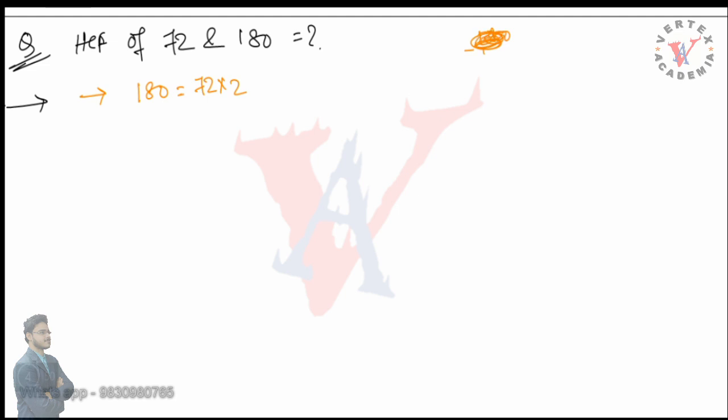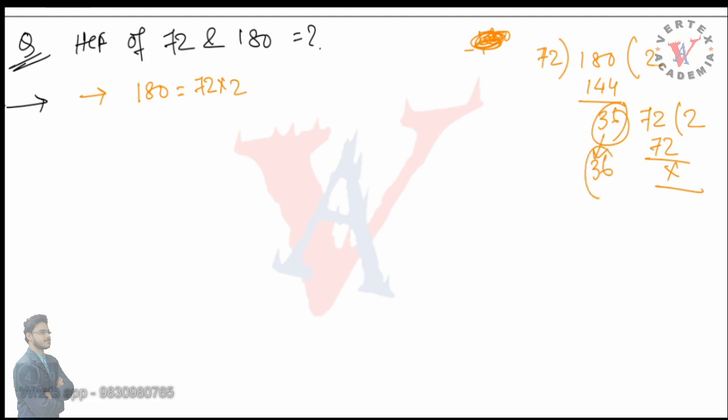So if you do that, 72 and 180. Basically 72 2s are 144, and this comes 36, and this is again 72. So 36 2s are 72. So finally the HCF comes out to be 36. So we have to write the steps here. First step, 180 is equal to 72 into 2 plus 36. Now the second step is 72 equals to 36 into 2 plus 0.